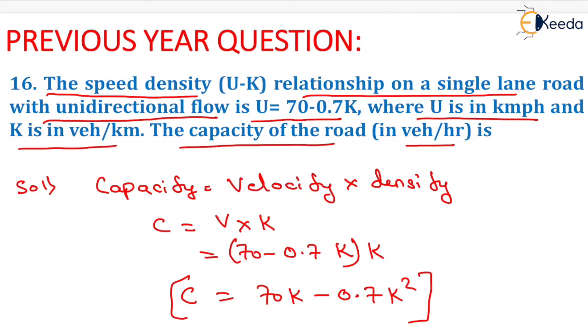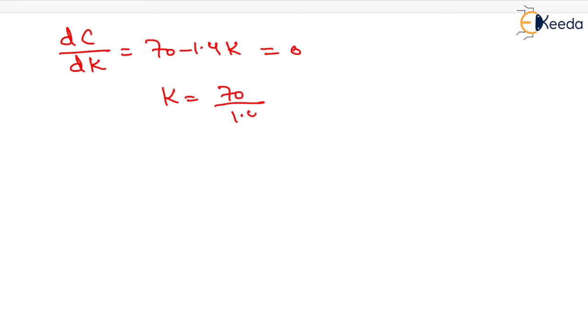Now for finding the maximum capacity, we have to differentiate the capacity with respect to K, that is 70 minus 1.4K, and we have to equate this value with 0 so as to find the value of K. It will be equal to 70 divided by 1.4. After solving this, we will have the value equal to 50.